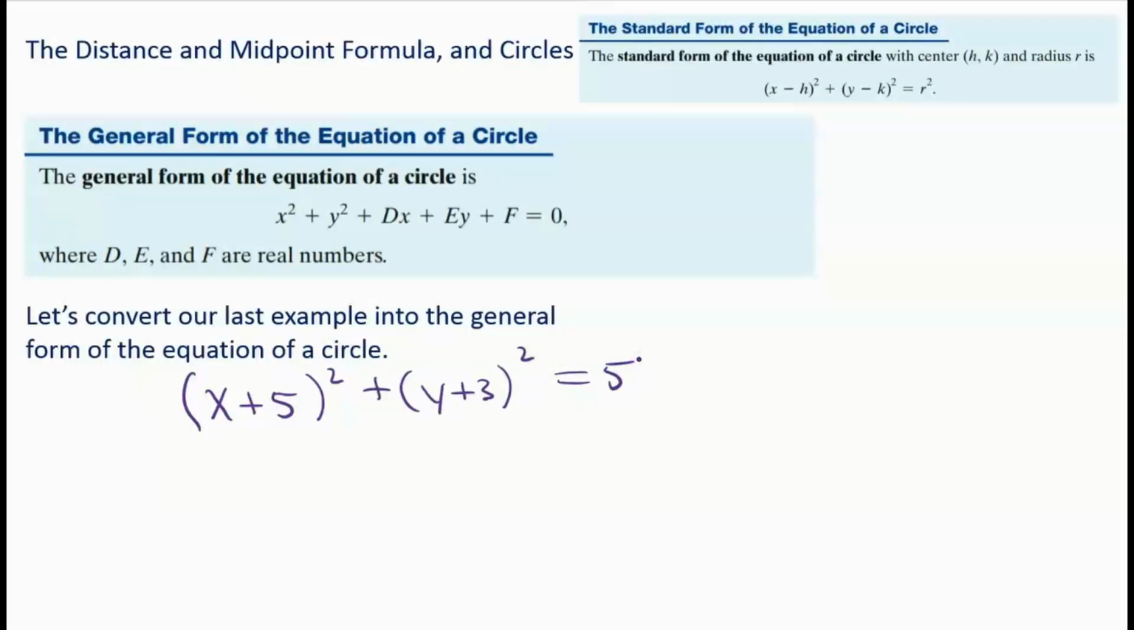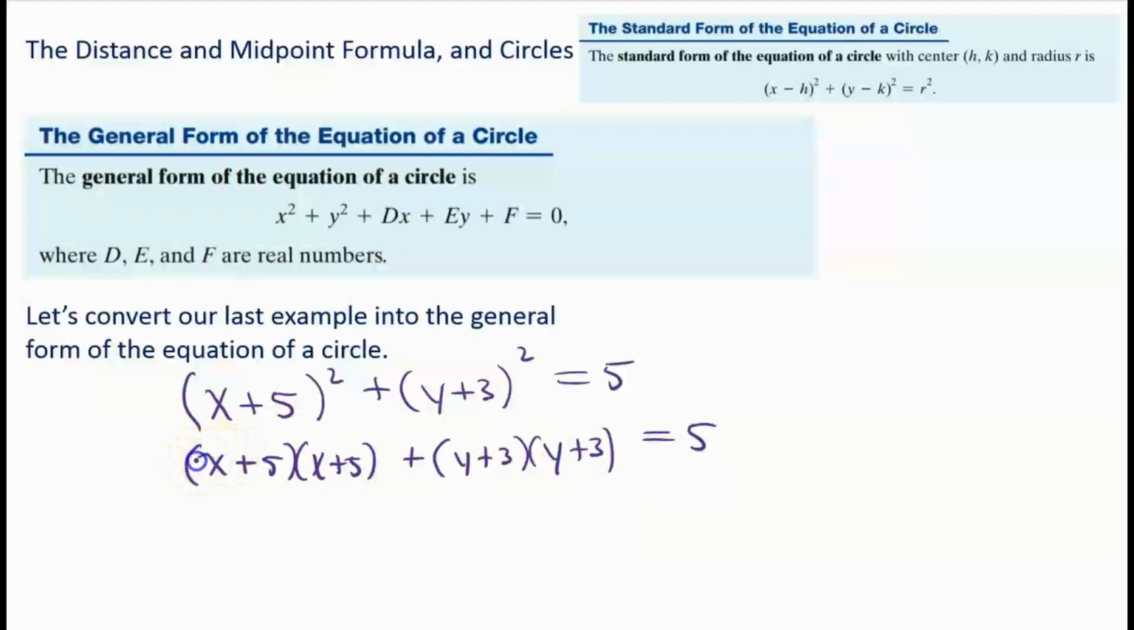Remember, I just copied it from the last problem we did. Now, if I'm going to convert that to general form, I have to multiply all this out. x plus 5 times x plus 5, plus y plus 3 times y plus 3, and then equals 5. We'll handle that in a minute.